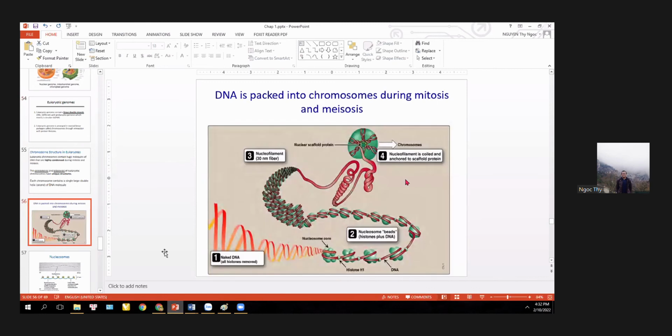So as a result, you can see here the DNA strand wraps in here, and the histone H1 is called the linker histone. It will twist another level to form a chromosome, and this chromosome is maximally dense during the mitotic phase, in mitosis and meiosis.